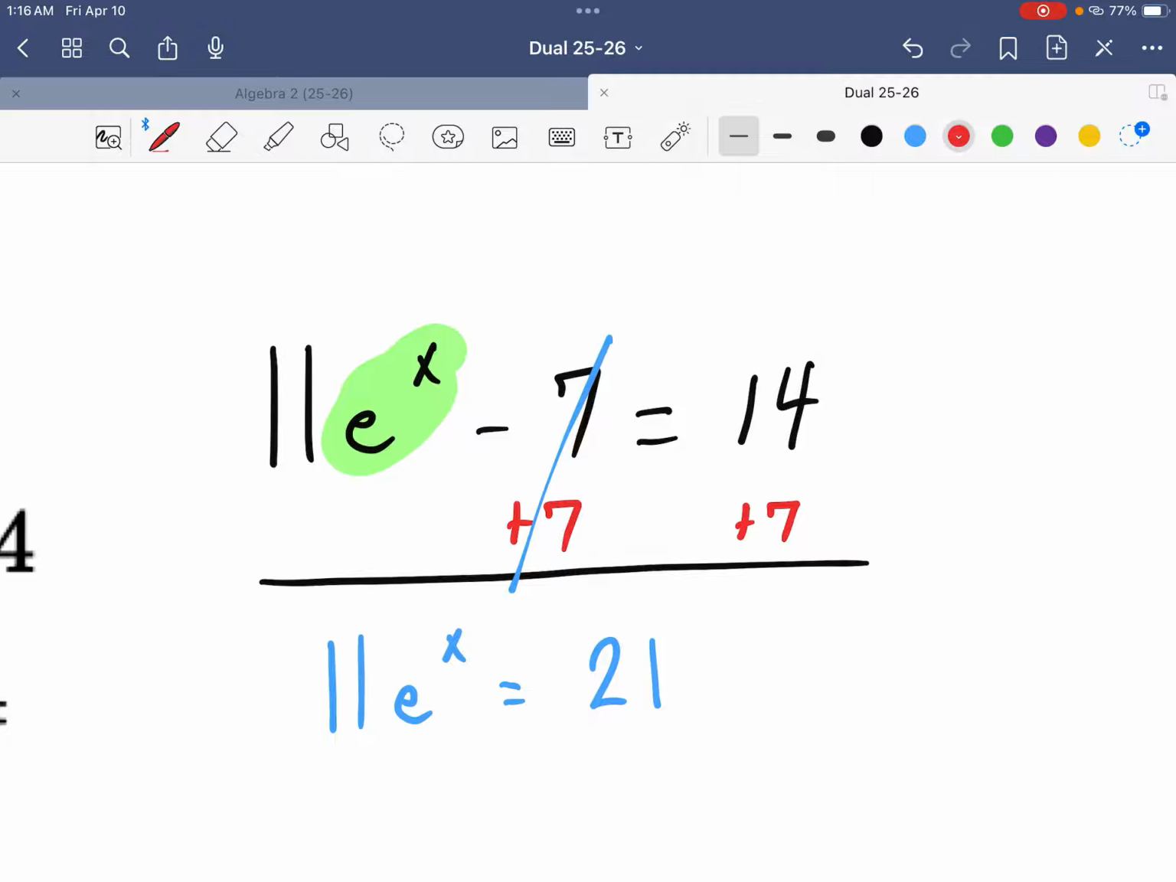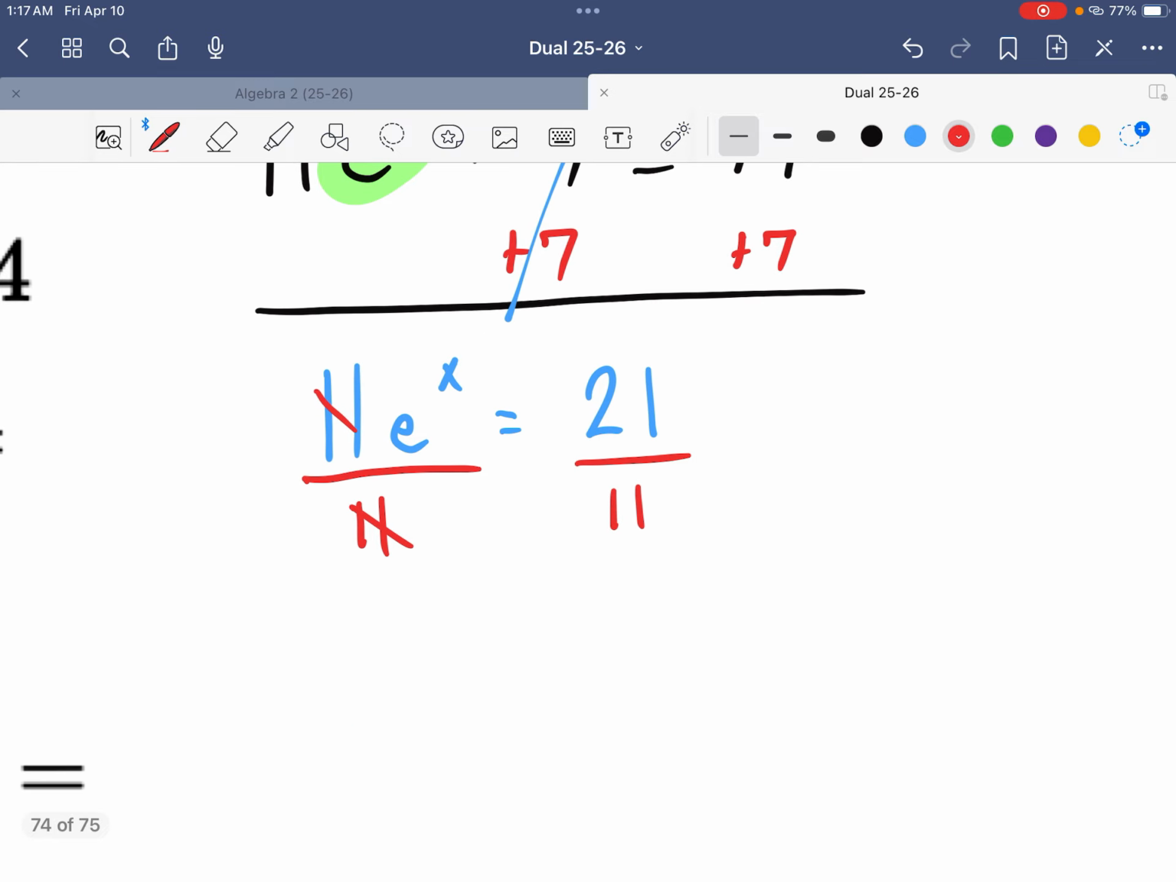Now again, I would like to get the e to the x by itself. How do you move the 11 out of the way? Divide it, because it's 11 times e to the x, right? So the opposite would be divide. So divide this by 11. This cancels. And you're left with e to the x equals 21 over 11, because you can't reduce 21 over 11.